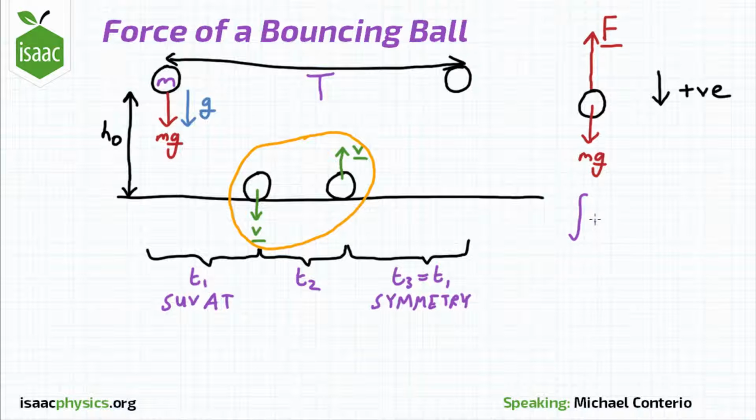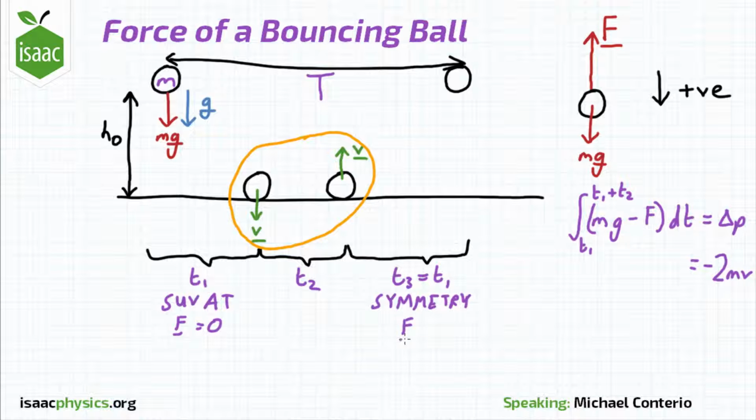We can calculate the impulse of these forces on the ball. The total force is mg minus F, and is integrated with respect to time, from the time t1 to a time t1 plus t2. And that's equal to the change in momentum of the ball. Since the ball changes in momentum from going downwards to travelling upwards, the change in momentum is minus 2mv, because I've defined downwards to be positive. During periods t1 and t3, the ground exerts no force on the ball.